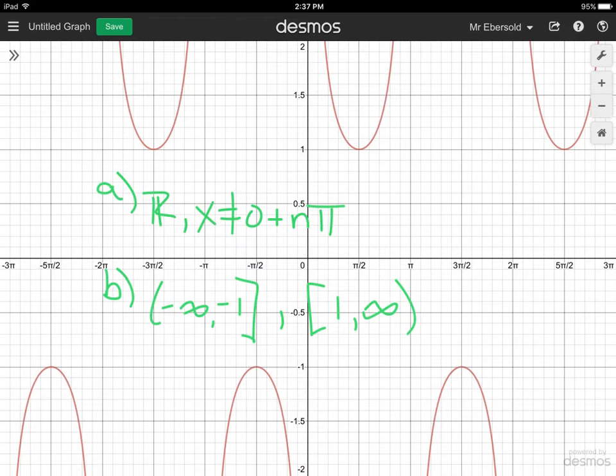The next one is, is the function periodic? All that means is it's repeating, basically, and that's only going to be for trig functions. And so in this case, part C is yes, it is periodic.